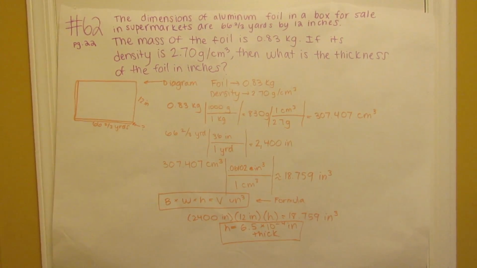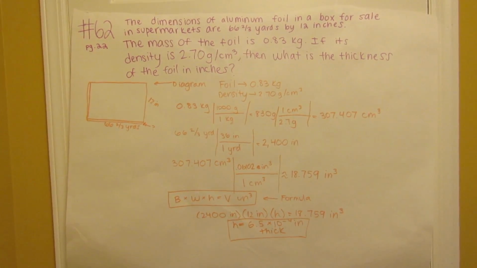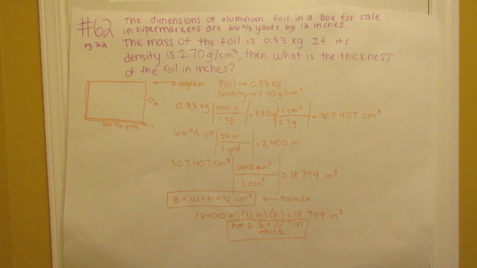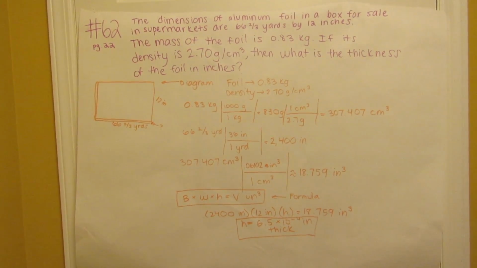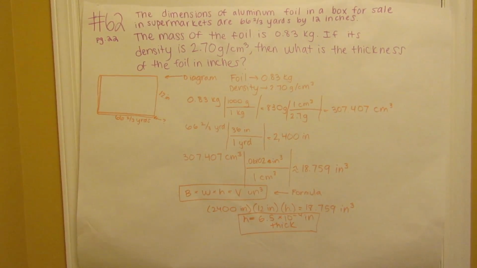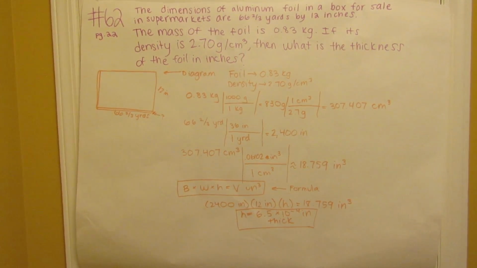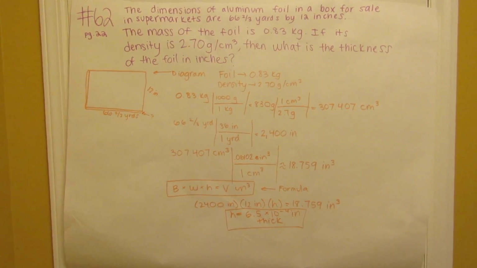Okay, so number 62 on page 22 in chapter 1 says, the dimensions of aluminum foil in a box for sale in supermarkets are 66 and 2/3 yards by 12 inches. The mass of the foil is 0.83 kilograms. If its density is 2.70 grams per centimeter cubed, then what is the thickness of the foil in inches?